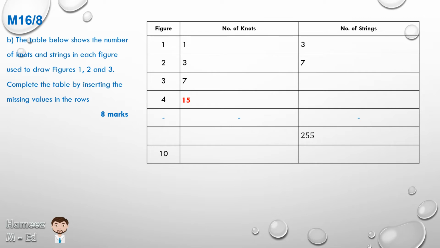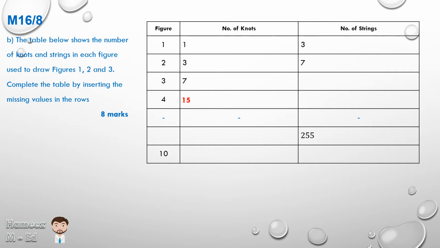And let's see what pattern there is. So 1, 3, 7, 15 doesn't really look like a pattern that we recognize. However, if we add 1 to each one of them, then the number of nuts in the first figure will be 2. The second figure will be 4, 8, 16.